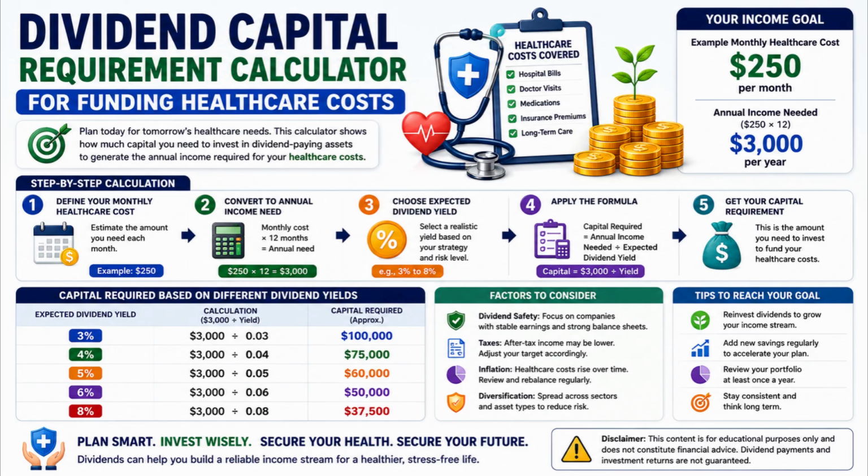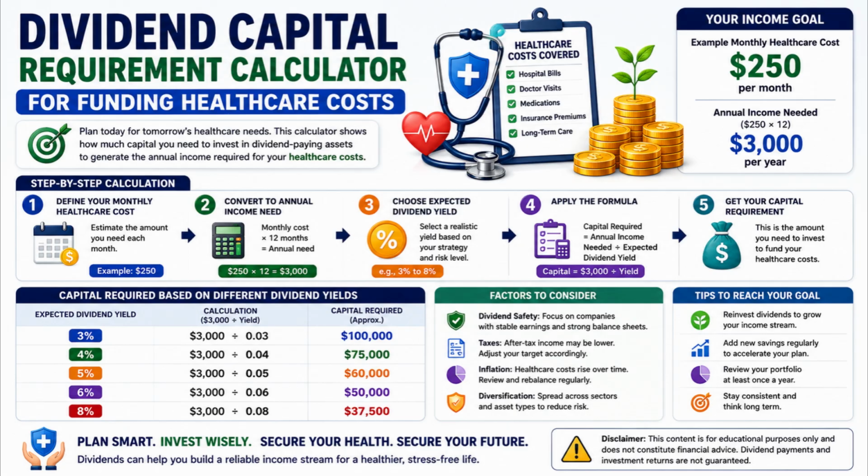Furthermore, the portfolio should be reviewed at least once a year. During each review, check the dividend payments, yield, payout ratios, company performance, healthcare cost target, tax impact, and sector allocation. If necessary, rebalance the portfolio or replace weaker investments.